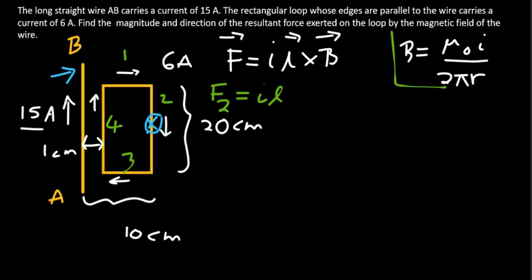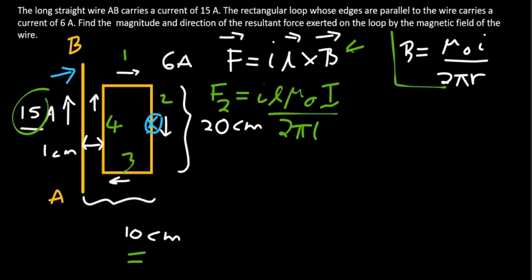So for segment number 2, the magnetic field at segment number 2 is given by mu naught times the current that contributes to that field, that 15 ampere current. You can denote that with capital I to differentiate it from the 6 ampere, which we denote using the little i, divided by 2 pi r, where r is, in this case, 10 centimeters. So 10 centimeters is 0.1 meter.